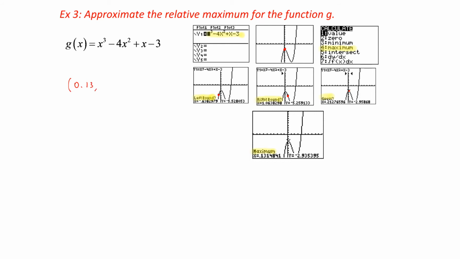And that's for the x. And then the y would be approximately negative 2.94. We'll round the 3 to a 4 because of the 5 in the thousandth column. So that's how you identify your relative maximum, or if it's a relative minimum, you do the same thing.